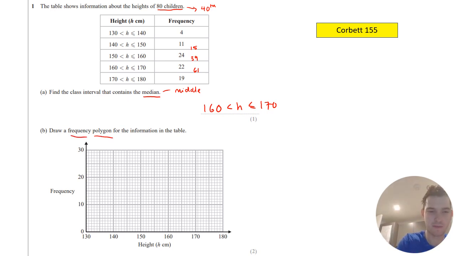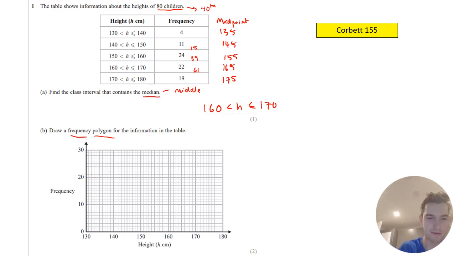Okay, so frequency polygon, what do we do here? Well, on the x-axis height, we need to plot the midpoints. So let's just do that in our table. And fairly straightforward to find the midpoints. So I'm going to plot the midpoints on the x-axis, and on the y-axis, I'm just going to plot the frequency. So the first one is 135 and 4, which is here.